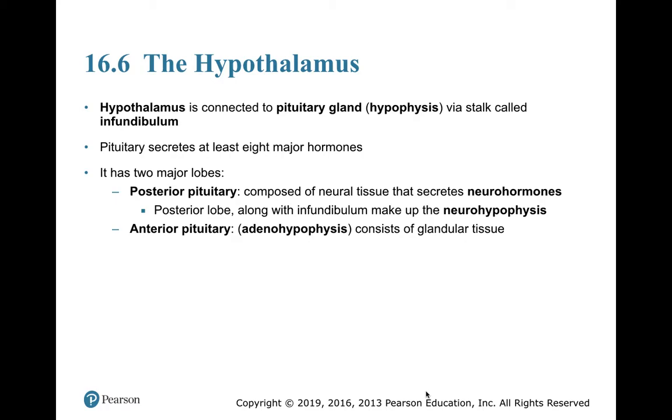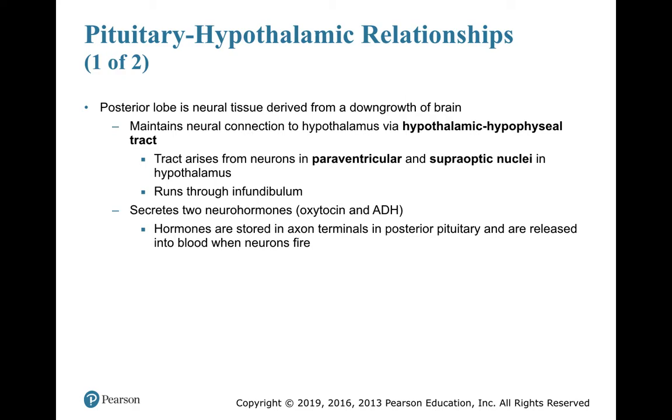it's divided into 2 lobes, a posterior lobe in the rear, which is neural tissue that secretes hormones, but they're called neurohormones. It's really part of the nervous system. The posterior lobe and the infundibulum make up the neurohypophysis. The front part, the anterior pituitary, is the adenohypophysis because it's part of the endocrine system, and that is glandular tissue like we've been discussing in the last few sections. So there is a relationship between the pituitary and the hypothalamus.